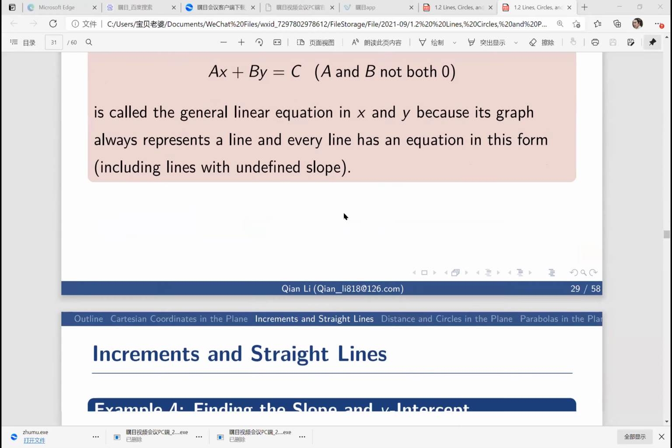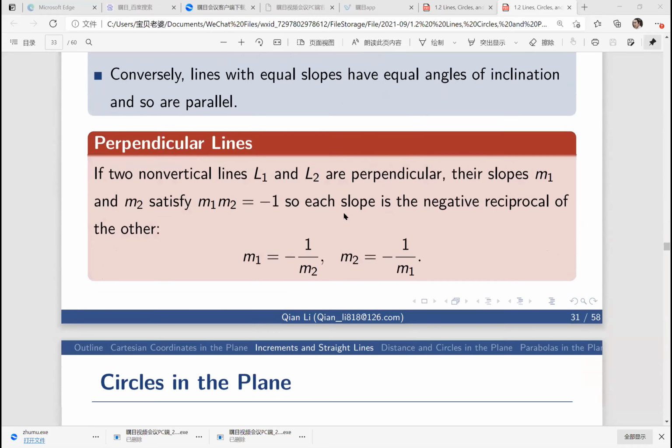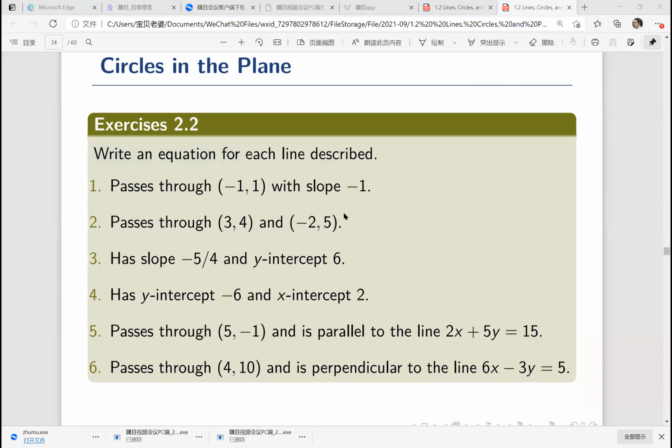Then you try to do this exercise too. We have to do it right now. If the line passes through the points 3, 4 and -2, 5, what is the equation of this line? I give you 5 minutes to do this exercise, okay?